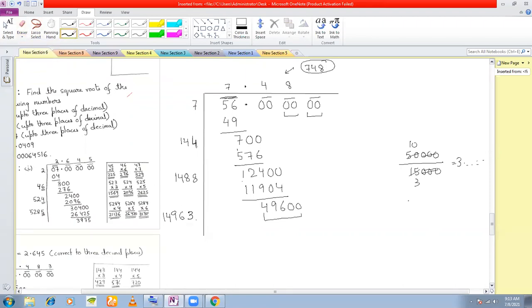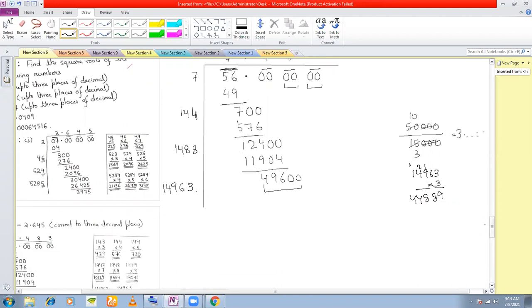The 3, so it becomes 14963 into 3. Multiply this. You get 44,889. But then the difference between 49 and 44 is too much, so we try with another number also. We try with 4 also. Let's see what happens.